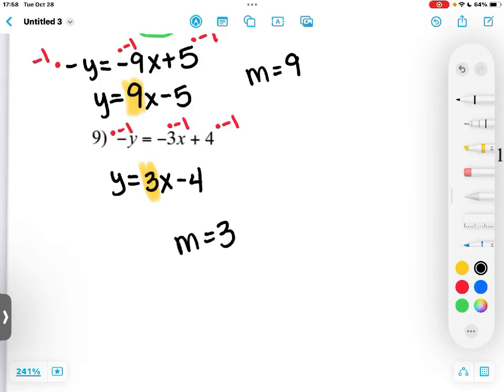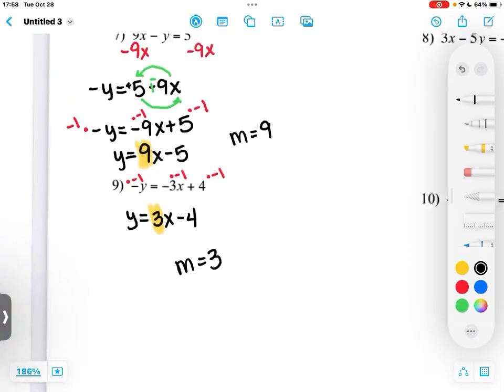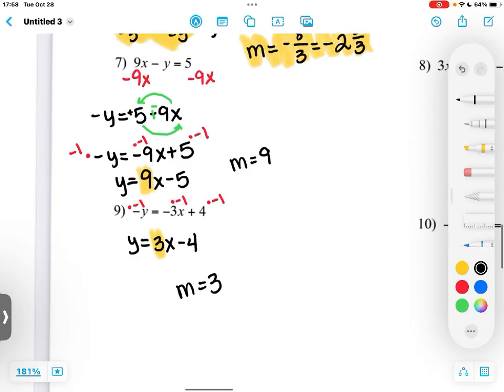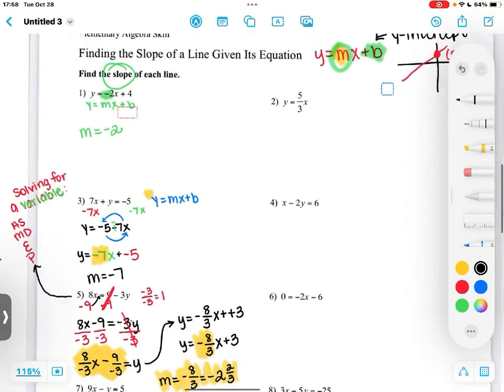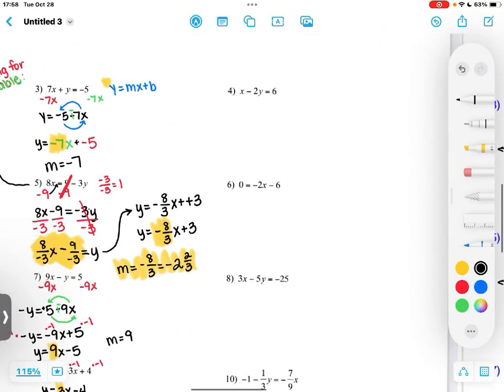So it is the same thing every single time. It is the same process. We are solving for y and then pulling out the slope based on the equation that I am given.